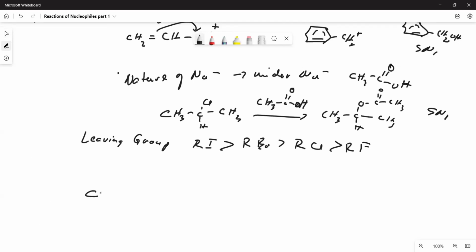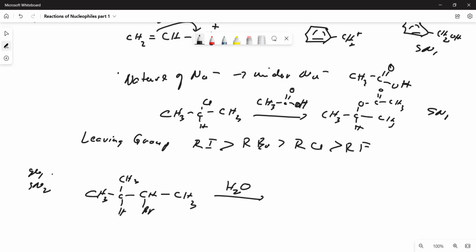Like for example here, if you have this, this is a secondary alkyl halide. So let us say you react this with water, and that is secondary. Secondary can undergo SN1 or SN2, right? Okay. So you have to look at the solvent. The solvent is milder. So therefore, this will undergo SN1.